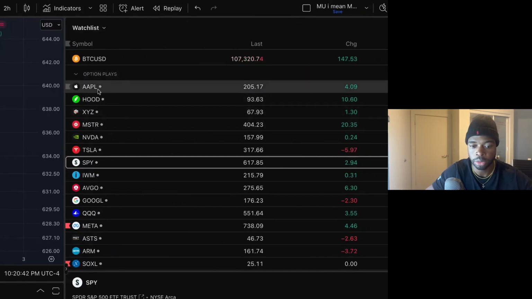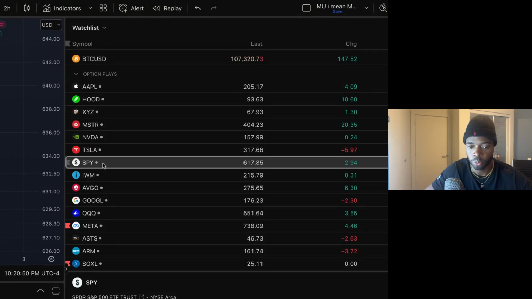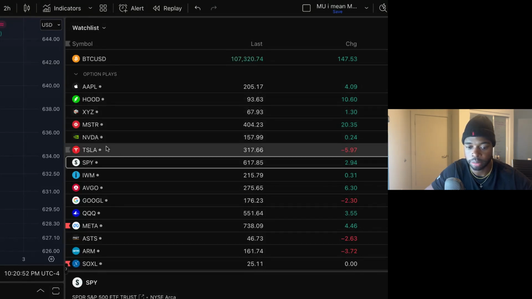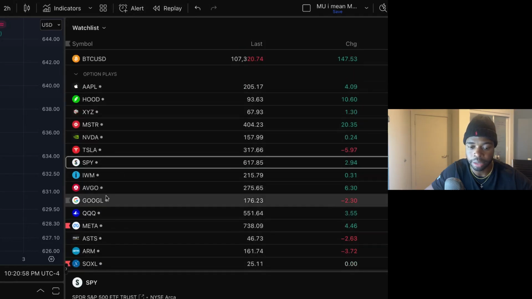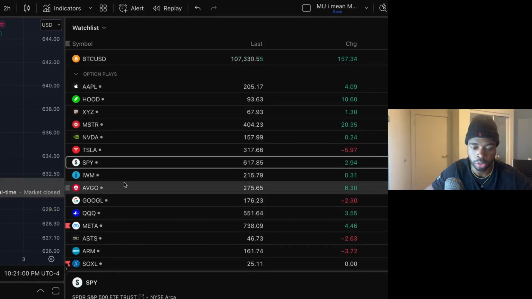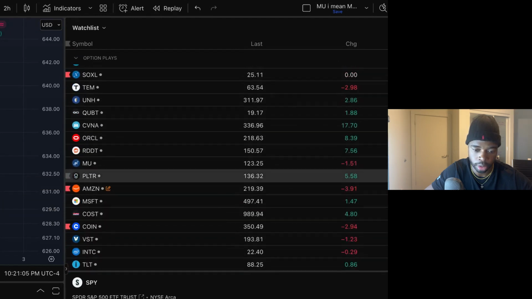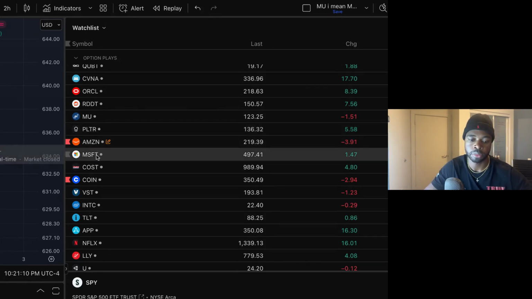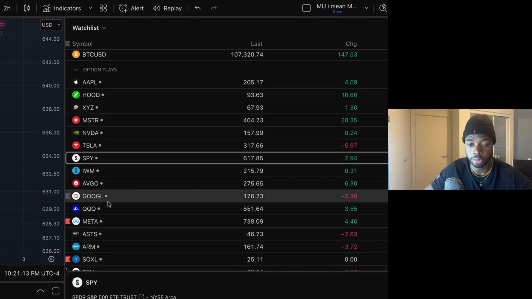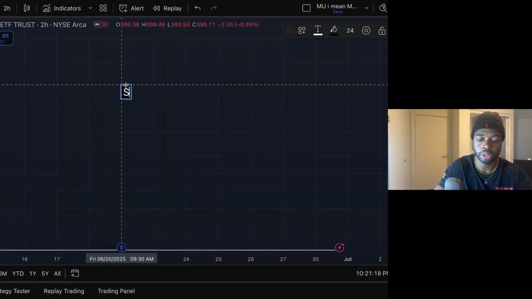So a couple stocks I would trade options on would be Apple, MSTR, Nvidia, Tesla, SPY, with SPY and Nvidia probably being the top two, with QQQ in the top three, IWM in there as well. You can trade options on PLTR, Amazon, Microsoft. And I would say those would be like the top ones, especially for beginners. But the top one really for beginners, I would say SPY.